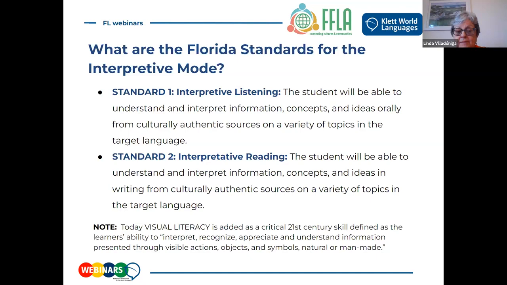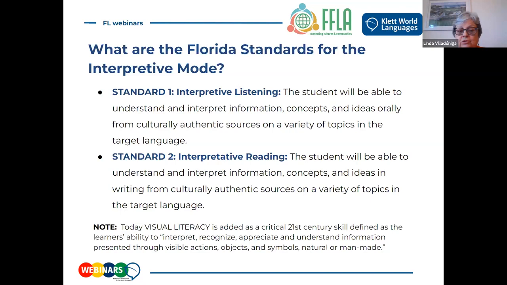So standard one is that the student will be able to understand and interpret information, concepts, and ideas orally from culturally authentic sources on a variety of topics in the target language. And that's listening and viewing. There's no communication between the speaker and the listener. There's no communication between the writer and the reader. So it's just interpretive.